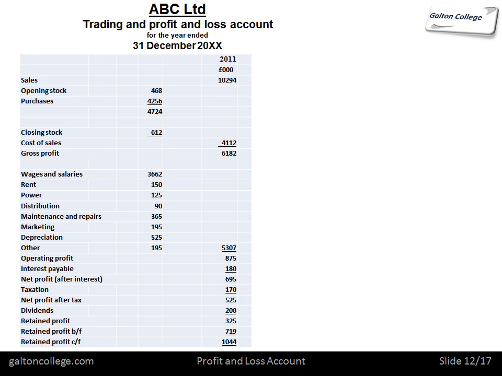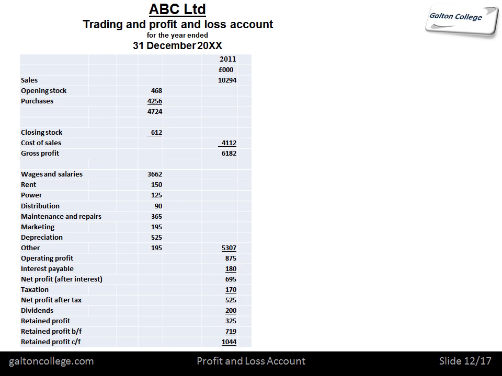Then we must pay the dividends. That's a return to the owners. The owners put money in to the business. They invested in the business to start it up and invested in the business throughout the life of the business perhaps. So they get a return called a dividend, and in this case it's 200. So now the retained profit is 325.